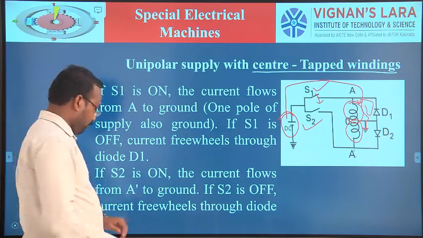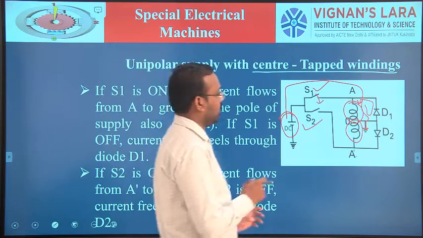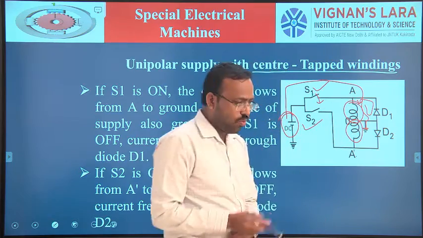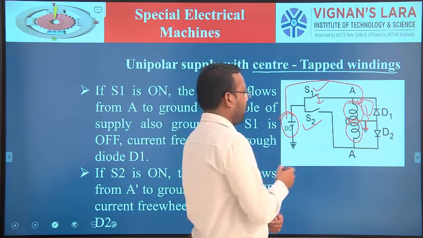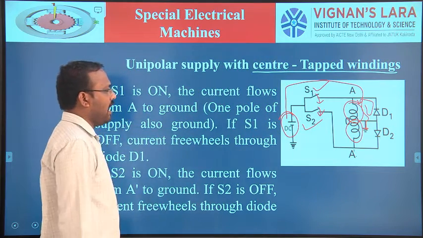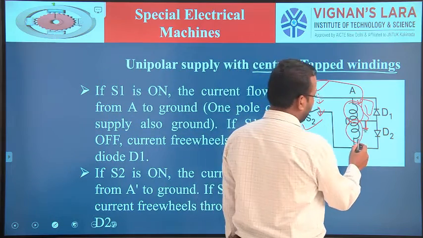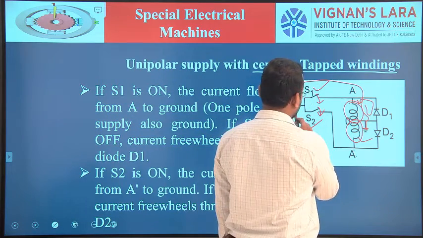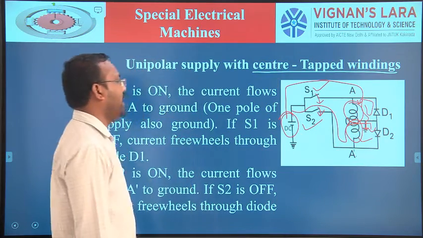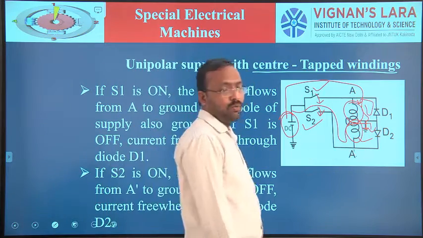What is next? Now S2 is on. It is already freewheeling current; once the freewheeling current is over, S2 is going to turn on. What happens? See, the other half of the winding is utilized. This portion is utilized. So now current flows from A prime to ground.